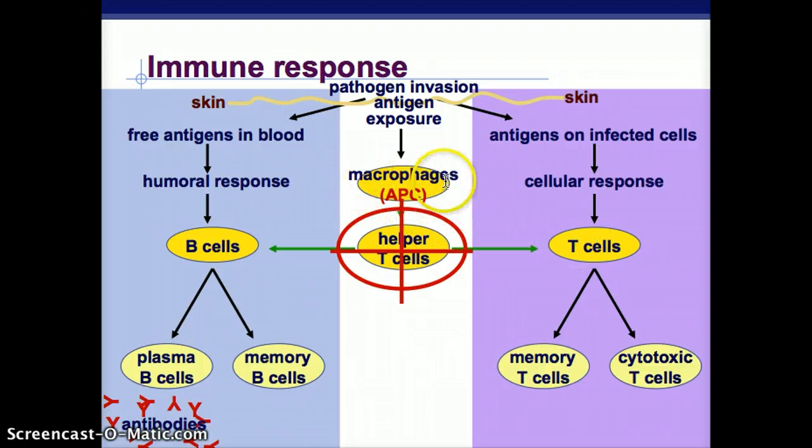And then these macrophages will either eat the antigens here, non-specific, or the helper T cells will trigger the macrophages to come phagocytose, eat the antigens, or the helper T cells will help out the B cells or T cells. The B cells will replicate themselves into either plasma or memory cells, and then they have all these antibodies, and T cells have memory cells and cytotoxic T cells. These are the ones that attack.